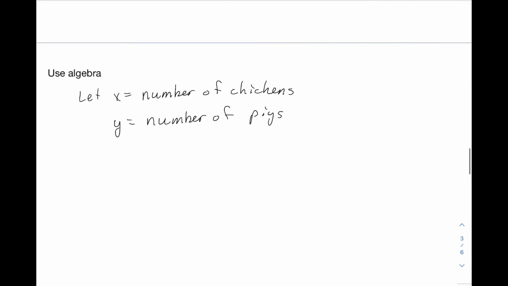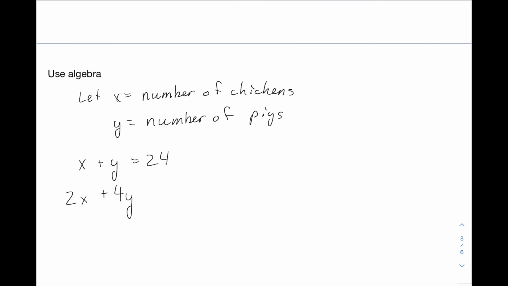And so I know that they each have one head, so when I add together the number of chickens and the number of pigs, it had better come up to be 24. And then I also know that for every chicken, we're going to have 2 legs, so I'm going to take double the number of chickens, which will give me the number of chicken legs. And for every pig, we're going to have 4 legs, so we'll multiply by 4. And this should add up to a total number of 80.